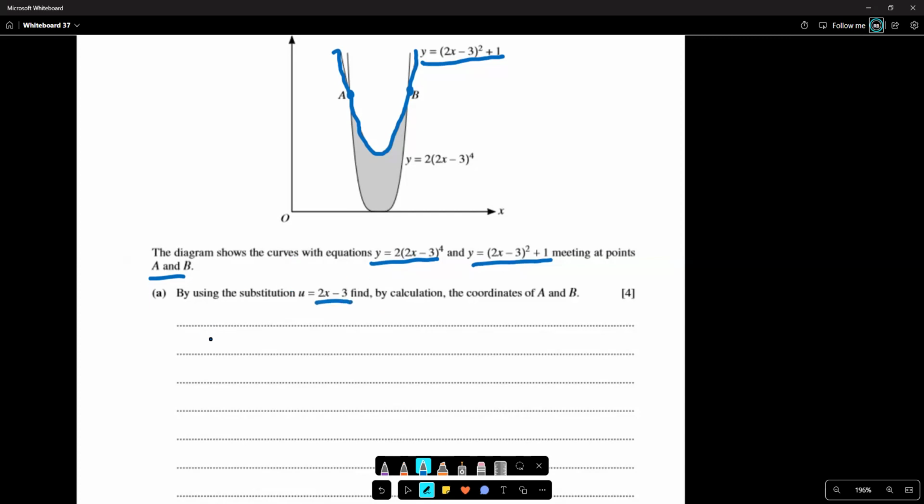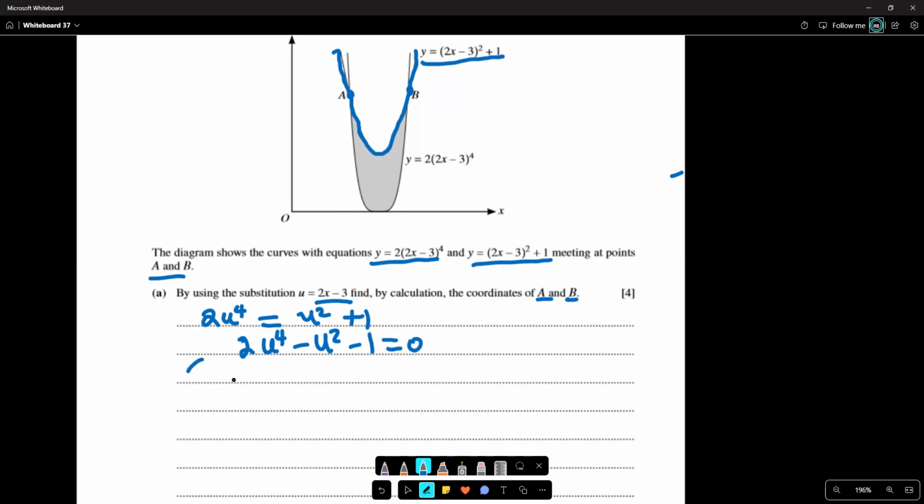So here I have 2U to the 4. And this one, because we're looking for the point of intersection, I'm going to say equals U squared plus 1. Sharp. And then we're going to have 2U to the 4 minus U squared minus 1 equals 0. So I just move everything to that side.